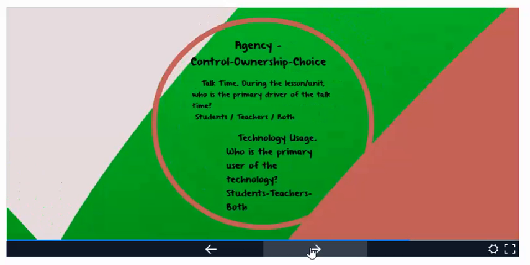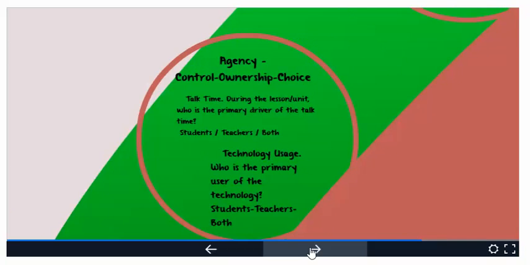Then we would go on to asking ourselves about agency, control, ownership, choice, and talk time. During the lesson, who was the primary driver of the talk time? Was it the teacher, was it the students, or both? Technology usage. Who is the primary user of the technology? Again, was it the teacher, students, or both?